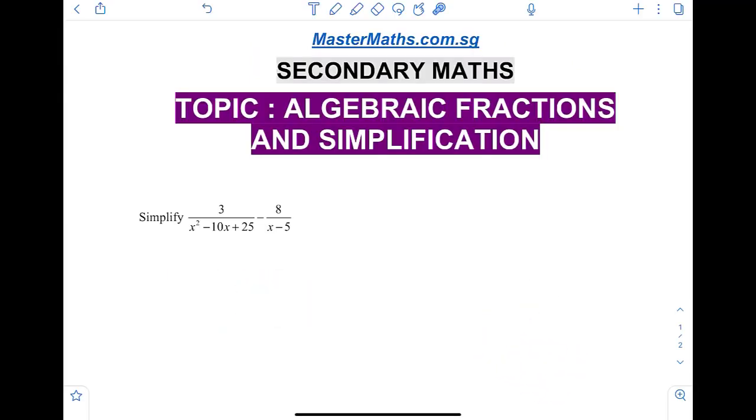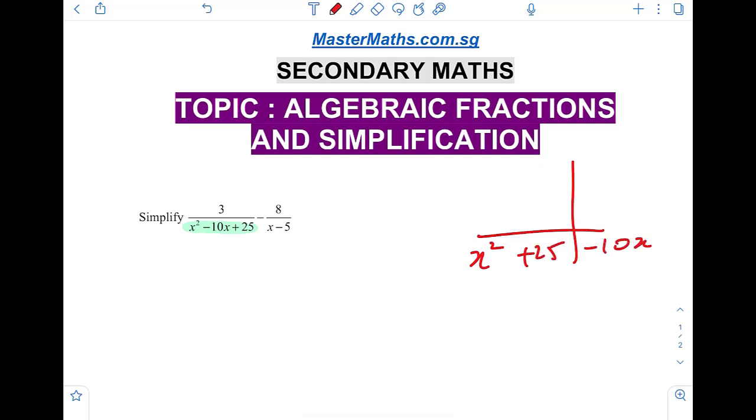Simplify this expression: 3 over x squared minus 10x plus 25, minus 8 over x minus 5. Now, first step, factorize this as much as possible first. Okay, so we have x squared minus 10x plus 25. We can use our quadratic factorization.